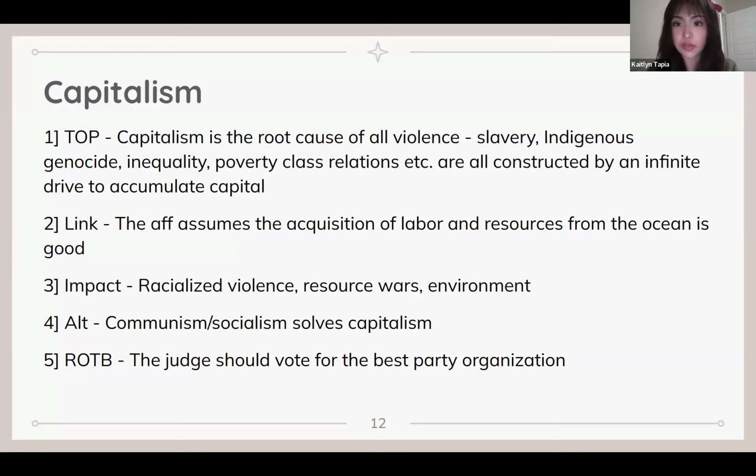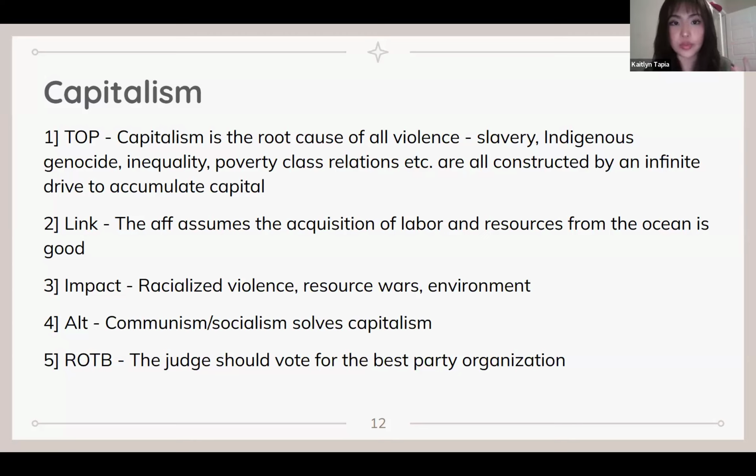Right? So slavery, for example, was based off the fungibilization or the commodification of the slave, as well as indigenous genocide, which led to the territorialization and taking over native lands for the aim of things like building factories on that land or accumulating more resources, right? Extraction from that land. It also leads to inequality, right?